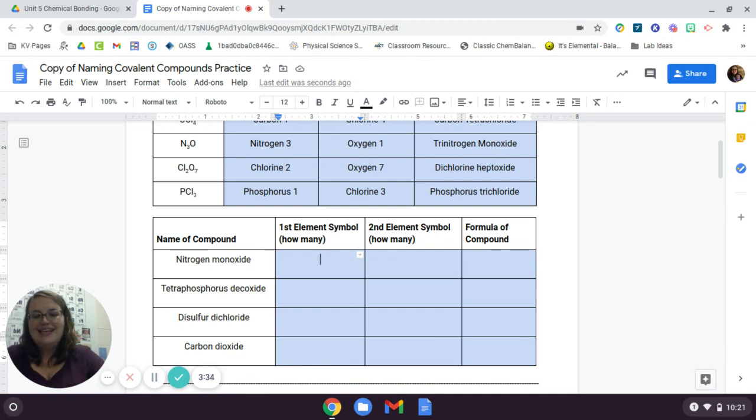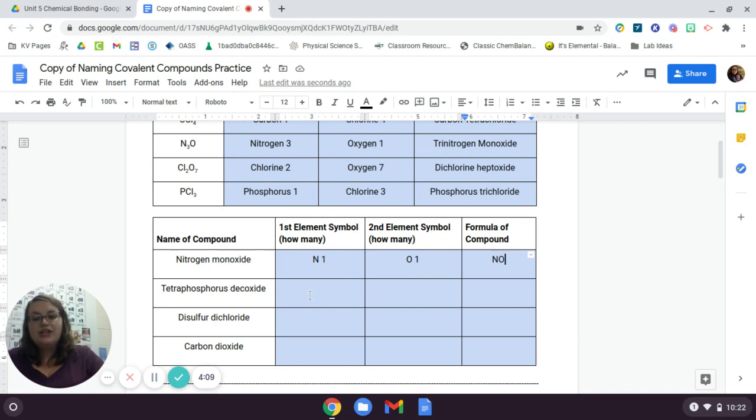So nitrogen is N, and I only have 1. Monoxide, that tells me it's oxygen. Mono tells me I have 1. So what's the formula? Capital N, capital O. Remember, when you write a formula with chemical symbols, the first letter is always capitalized. If there's a second letter, it's lowercase. This is really important that you do your capitalization correctly. You don't put a space between them when you write a formula. And you don't have to write ones. Because I don't have a number next to it, I assume that there's only 1 of each.